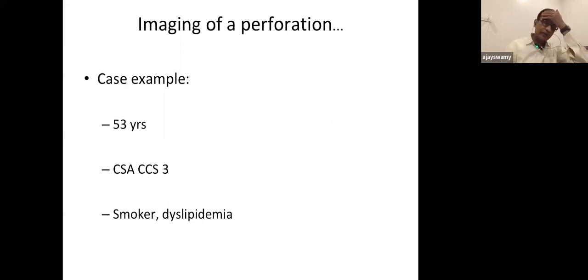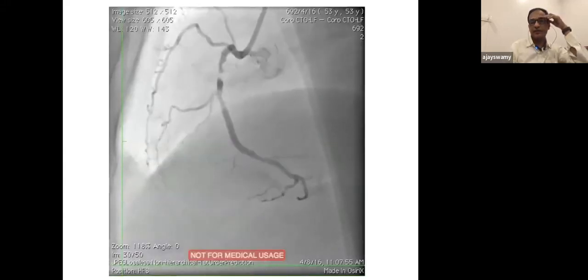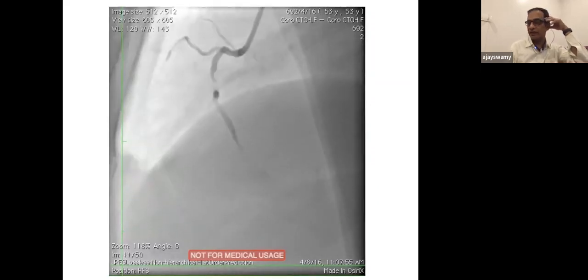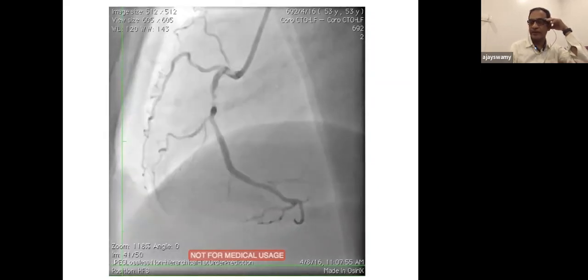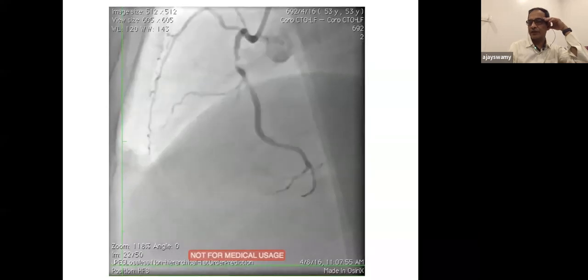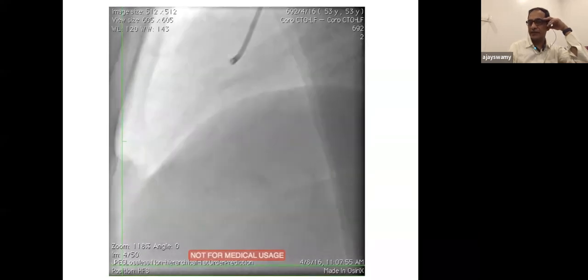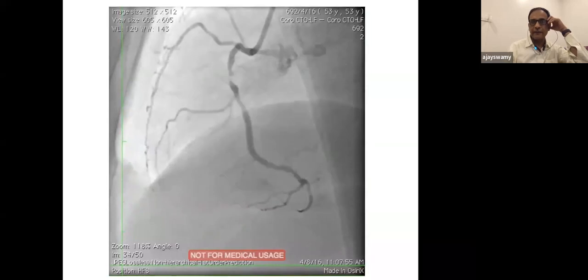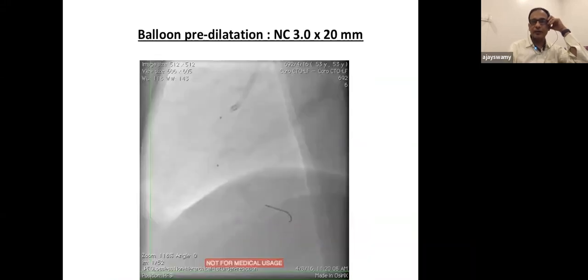Another rare example of a perforation being imaged. This was a 53-year-old with chronic stable angina, class 3, smoker, dyslipidemia, and this was his right coronary artery angiogram. This was in the days of the BVS, and we were obsessive about pre-dilating and post-dilating the BVS well with imaging. And this was a mid-RCA subtotal occlusion.